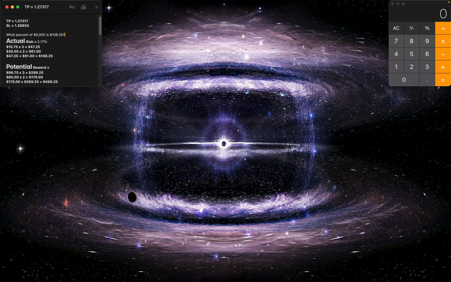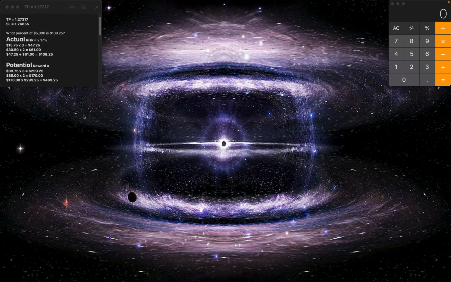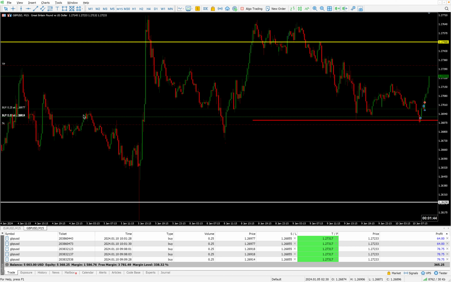Okay, so the question is this. Yeah, so my actual risk is 2.17%. You see, this is the stuff that I need to be calculating every single trade in order to understand exactly what I'm doing, to get clarity, to know exactly what I'm doing, and it puts emphasis and importance on the severity of a trade, knowing what your actual risk is in terms of dollars and percent.